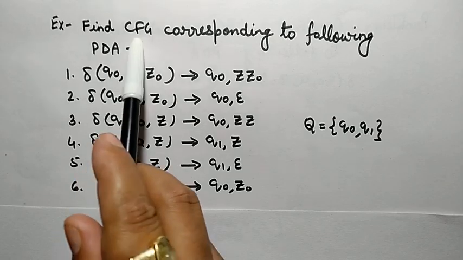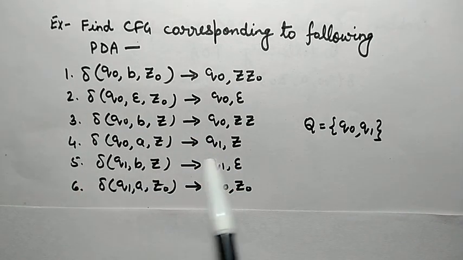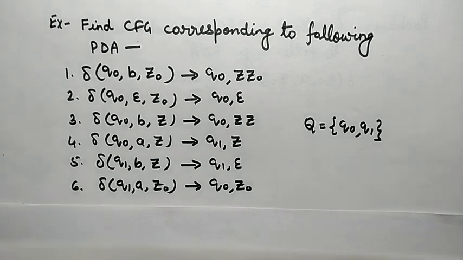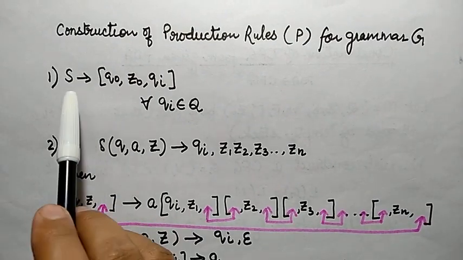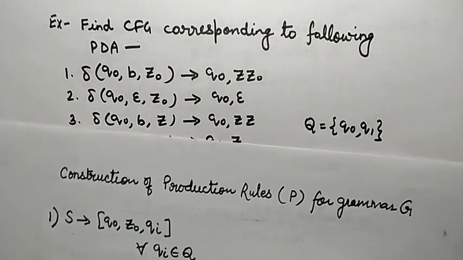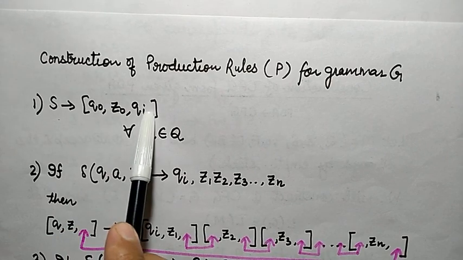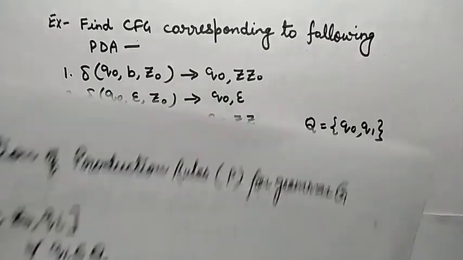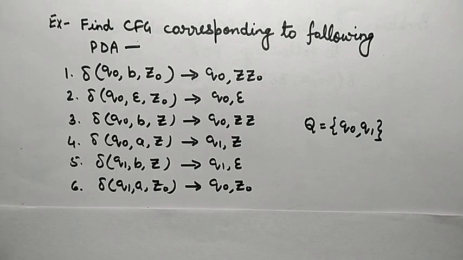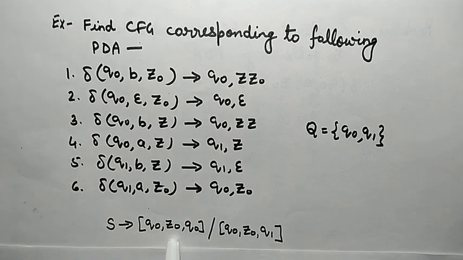And now let's find a CFG corresponding to this PDA. Here you can see there are 2 states in this PDA. So the production rules for the start variable of this grammar will be of the form S to Q0 Z0 Qi. Since there are only 2 states in this PDA, Q0 and Q1, we will write S to Q0 Z0 Q0, Q0 Z0 Q1. So the production rules corresponding to the start variable for this grammar will be S to Q0 Z0 Q0, Q0 Z0 Q1.